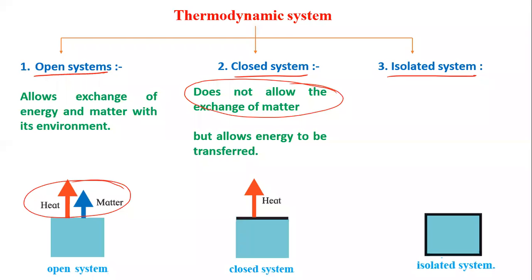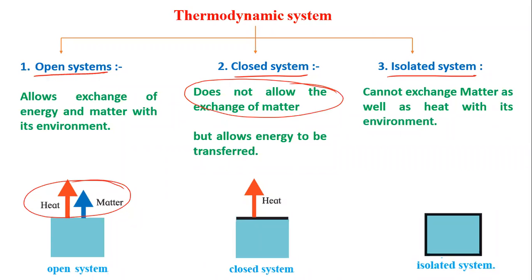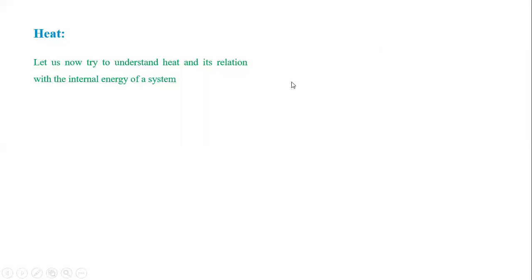The third one is isolated system. You can see in the diagram, isolated system. The system cannot exchange matter as well as heat with its environment. That system is an isolated system. Now the next article is heat. Let us now try to understand heat and its relation with internal energy.